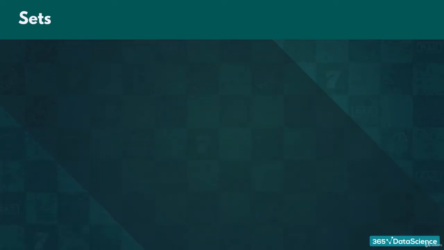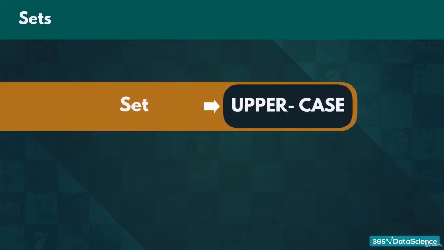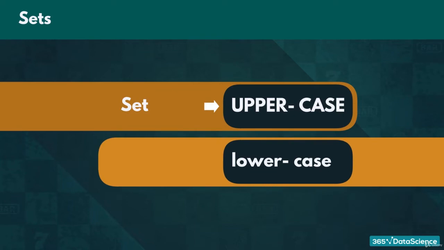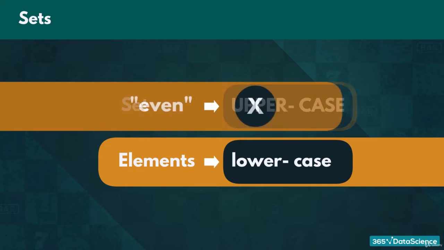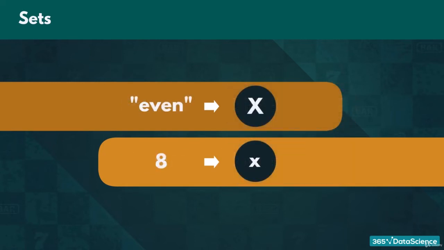Convention dictates that we use uppercase letters to denote these sets and lowercase letters to express individual elements. In the numerical example from earlier, uppercase X will express all even numbers, and lowercase x would be a single value of that set, like 8.